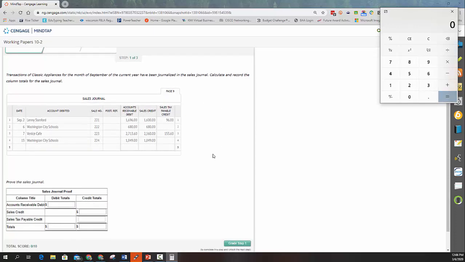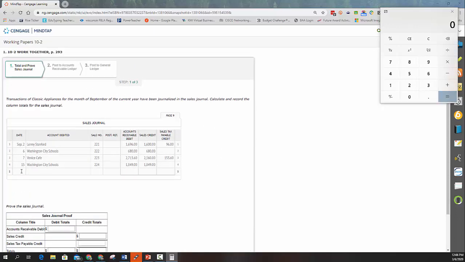So the first thing we have to do is get our totals. So how many days are in September? 30, okay? So then we're going to go under the account debited. We're going to write the word totals, plural. Then you're going to break out your handy-dandy little calculator. Oops. Except I wasn't clicked on my calculator.